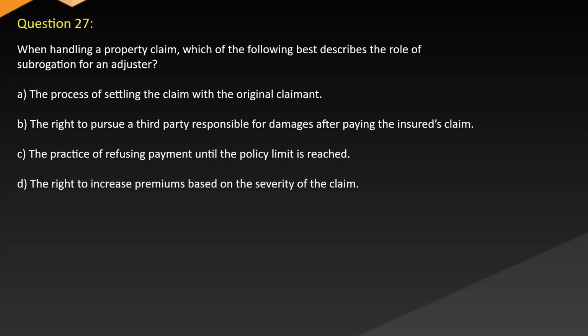Question 27. When handling a property claim, which of the following best describes the role of subrogation for an adjuster? A. The process of selling the claim with the original claimant. B. The right to pursue a third party responsible for damages after paying the insured's claim. C. The practice of refusing payment until the policy limit is reached. D. The right to increase premiums based on the severity of the claim.